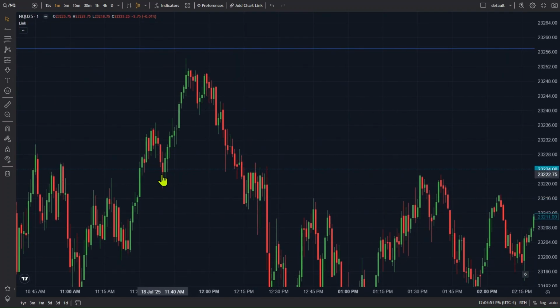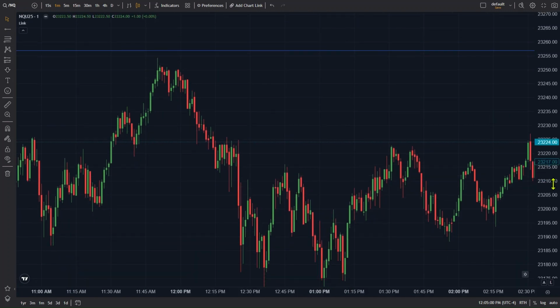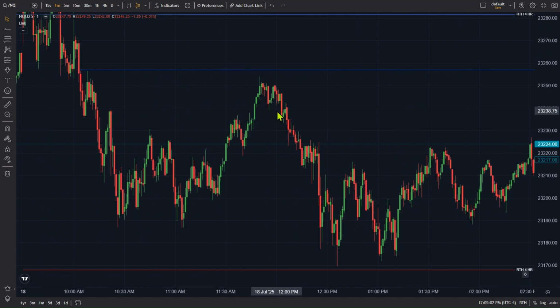But you can see the breaker is way down here. So I actually moved it to a 30-second. And once we validated the 30-second, I entered here. And I caught this move down as well. But I believe I got out in this consolidation.